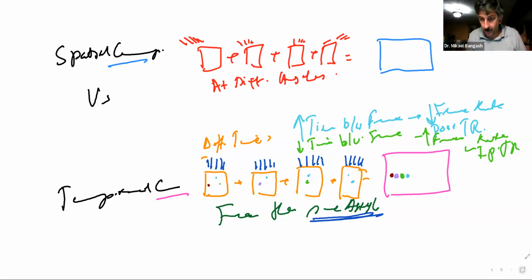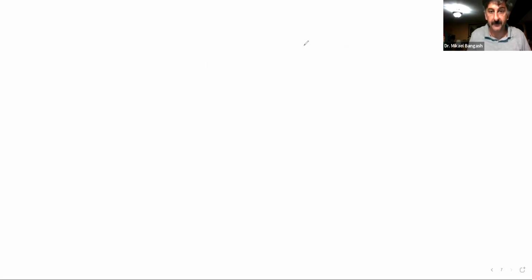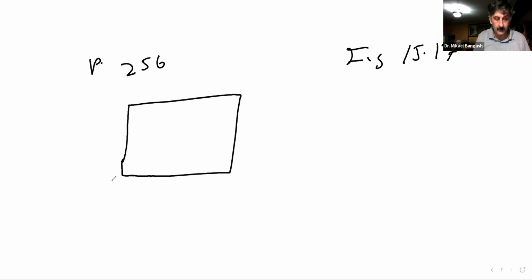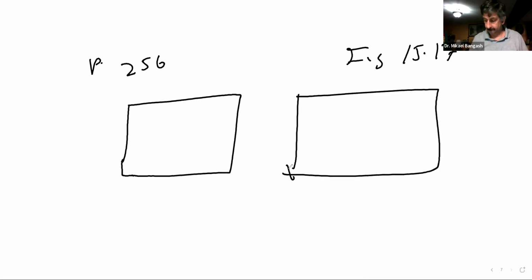Now, if you look at the bottom of page 256, the bottom figure, which is figure 15.17. This is just an example of a color Doppler in both cases.